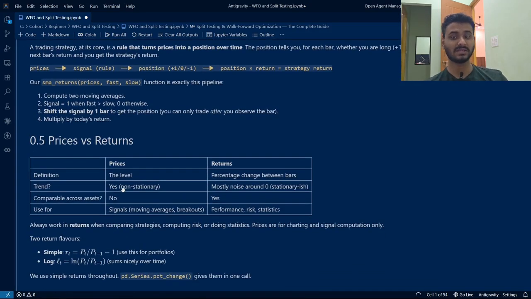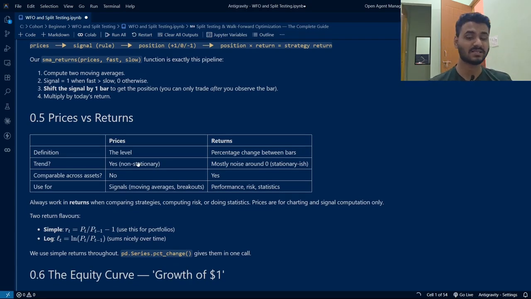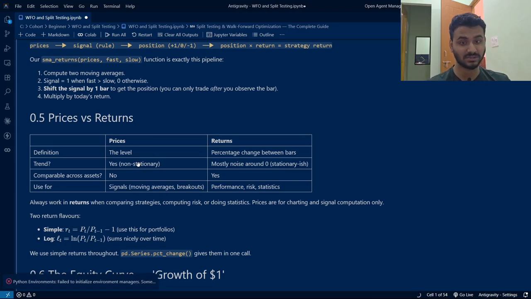Now, what is the difference between prices and returns? Price is the level at which the asset is trading, in rupees, US dollars, or euros, and return is the percentage change between bars. Trend in prices is non-stationary, while returns are mostly noisy around zero, stationary-ish. So prices are not comparable across assets, but returns can be compared with other assets. Prices are used for signals and returns are used for performance, risk, and statistics.